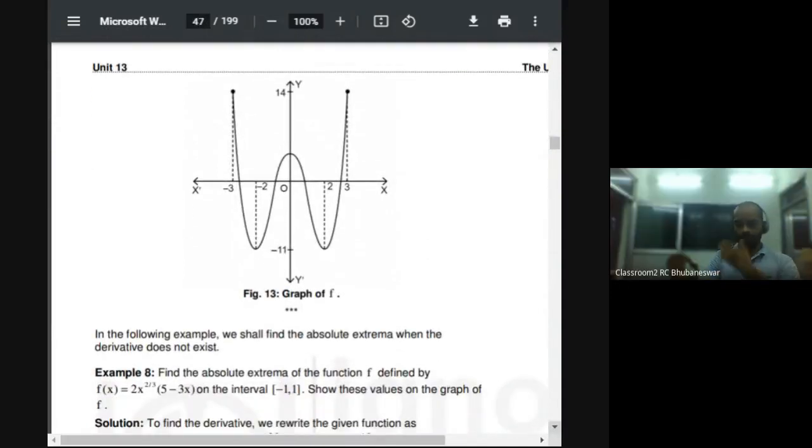Now, look at another example. This function is defined in two intervals: the interval from -3 to 3, and again the interval from -2 to 2. Clearly in the interval -3 to 3, we have a maximum value as well as a minimum value, and again from -2 to 2, we have a maximum value as well as a minimum value.